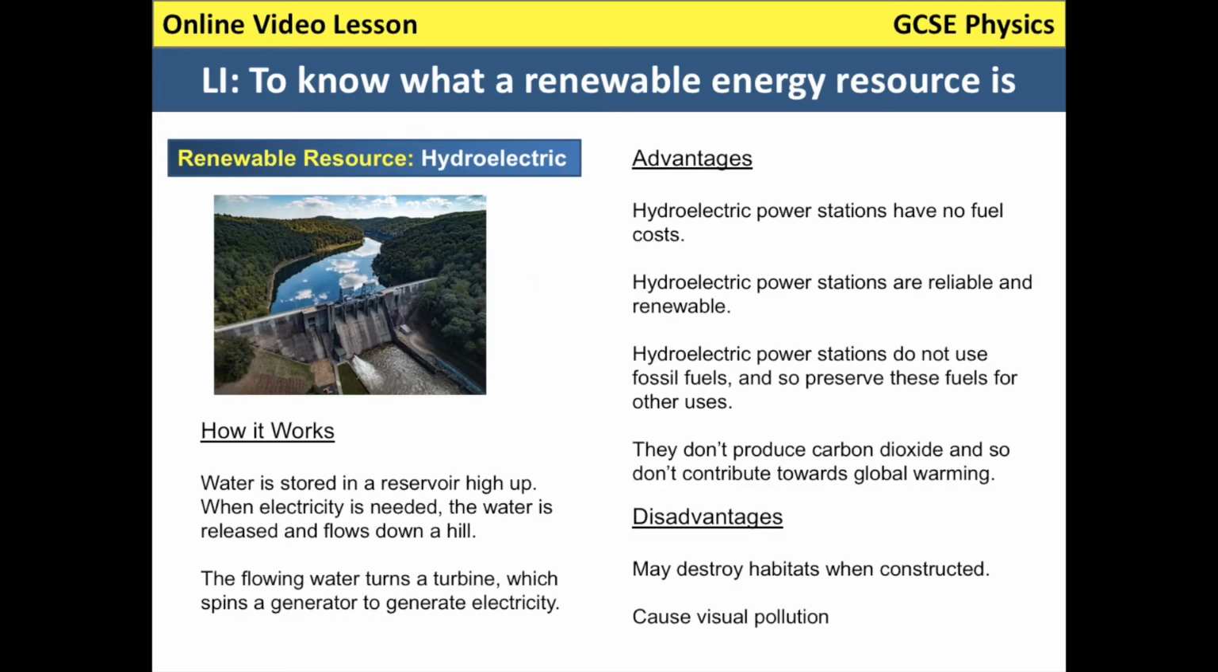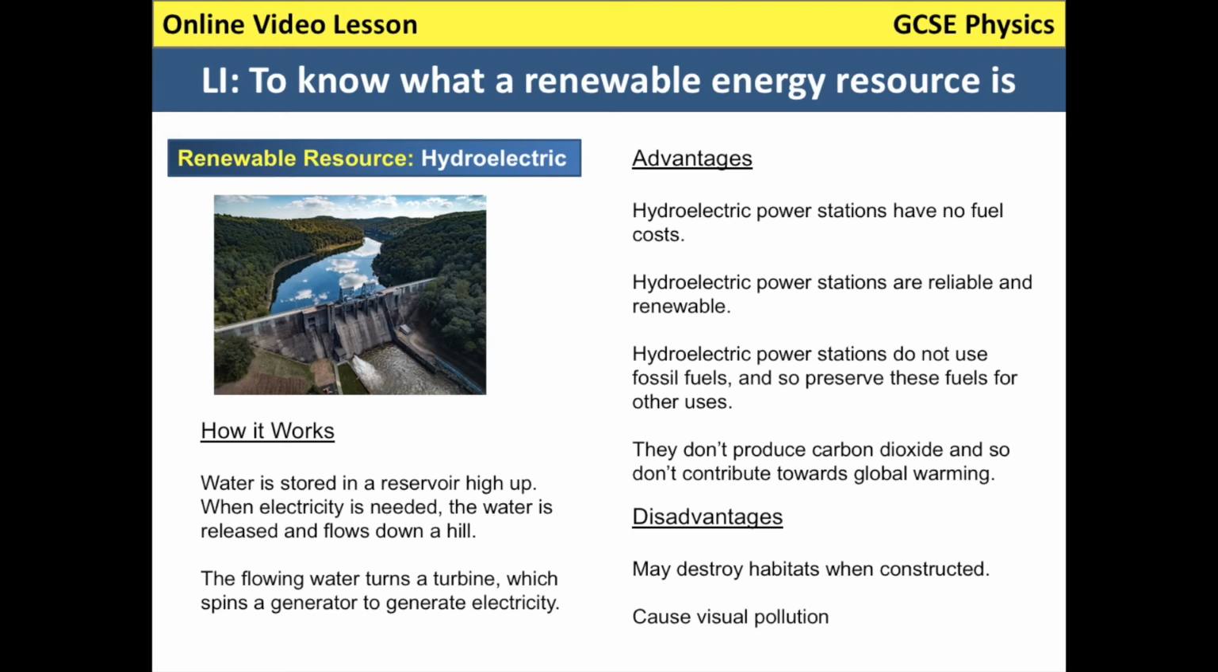Now let's look at hydroelectric. Hydroelectric dams basically work by storing water high up in a reservoir. When the electricity is needed, the water is then released and will flow down a hill. As the water flows, the gravitational potential energy stored in the water will of course be transferred to a kinetic energy store of the water as it's moving, and then that kinetic energy from the water is going to cause a turbine to turn, which will spin a generator to generate electricity.